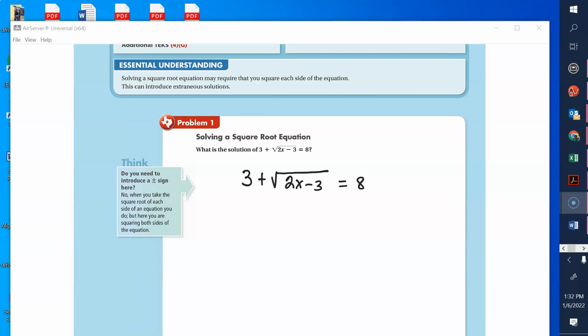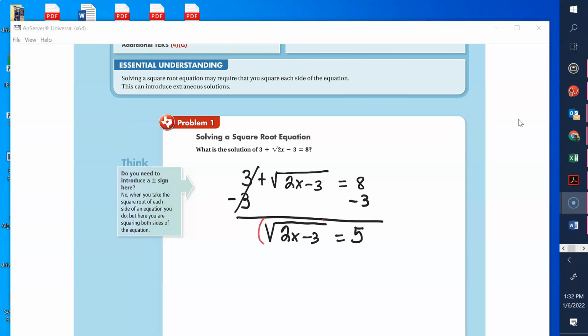We are not dividing by 3, but that's a good try. What's the first step? So you're going to subtract 3 from the left side, subtract 3 from the right side. So what is 3 minus 3? What are you left with? Square root of 2x minus 3. And what's the difference of 8 and 3? 5. So you notice we isolated the square root just like we did before. Do you see that? So now what do we have to do?